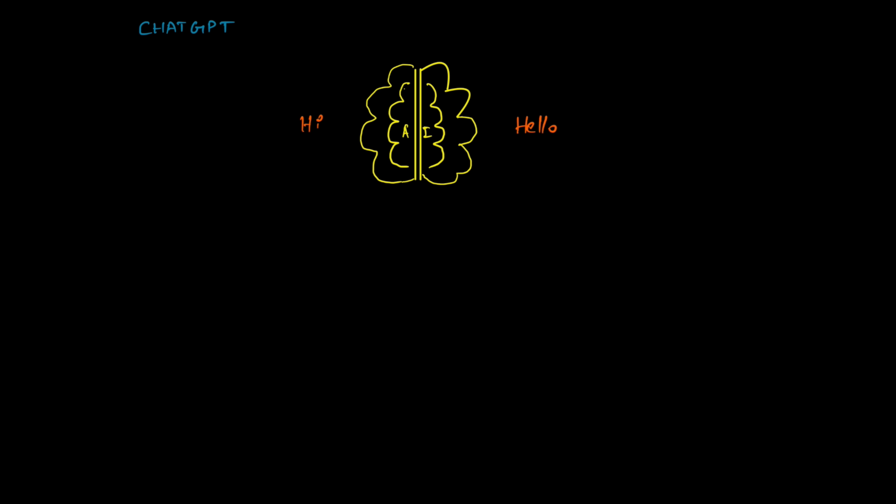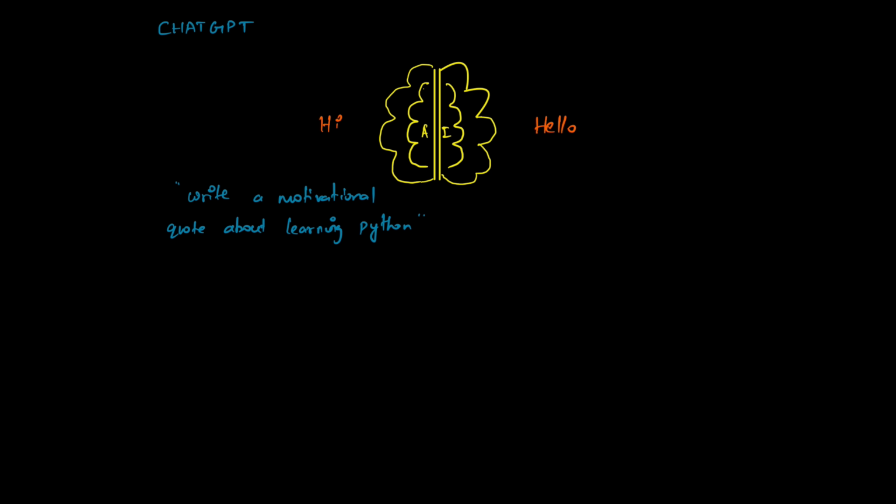The entire flow has 5 to 6 steps. So, the first thing is a prompt from the user. The user gives a prompt or asks ChatGPT to give a response. The input says, "Write a motivational quote about learning Python." This is my input. I'm just sending this to ChatGPT.